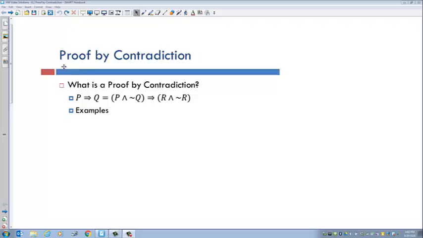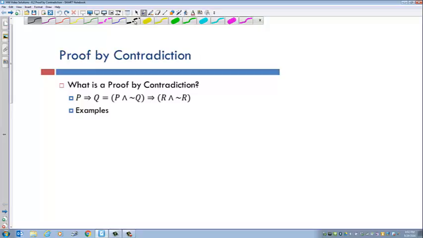So this is the last technique or method of proof we're going to learn in this section, and it's called proof by contradiction. The idea is that we can prove P implies Q by proving basically P and not Q imply some sort of ridiculous statement, R and not R.